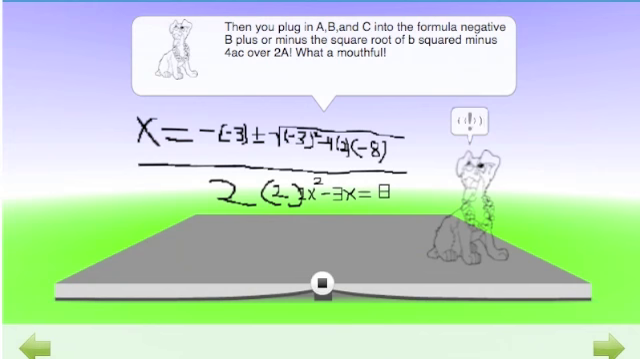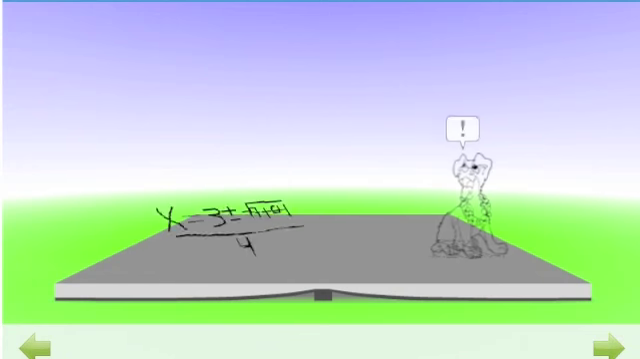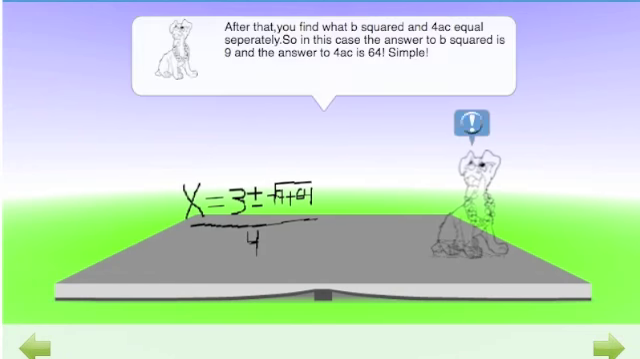Then you plug in A, B, and C into the formula negative B plus or minus the square root of B squared minus 4AC over 2A. What a mouthful. After that, you must find what B squared and 4AC equal separately. So in this case, the answer to B squared is 9, and the answer to 4AC is 64. Simple.